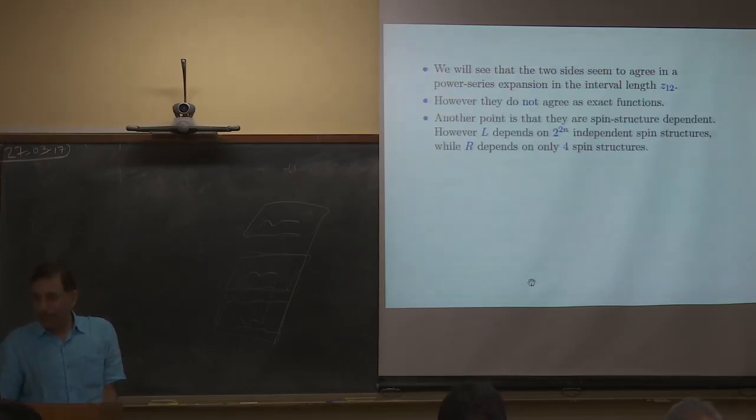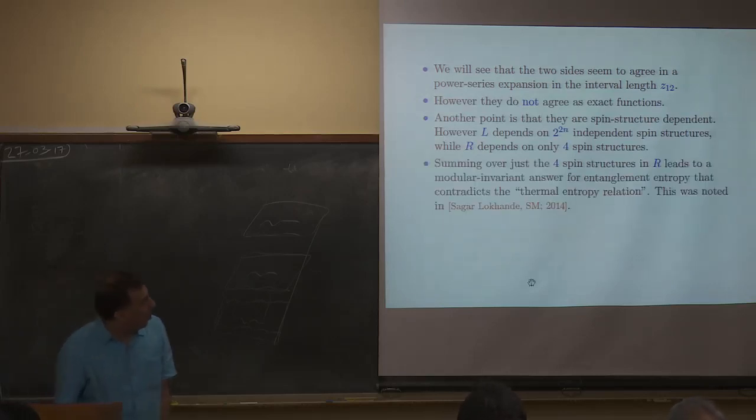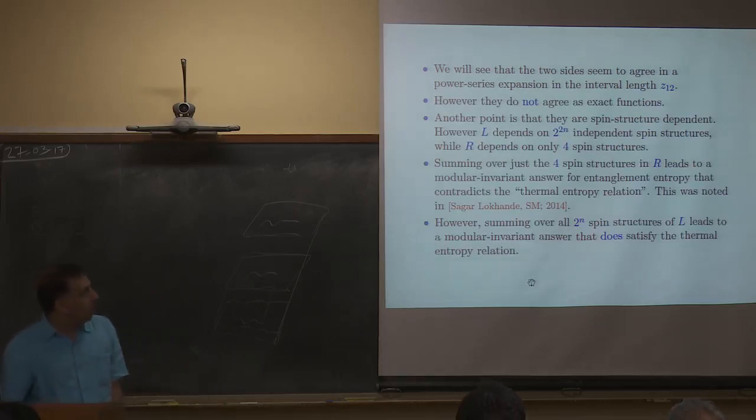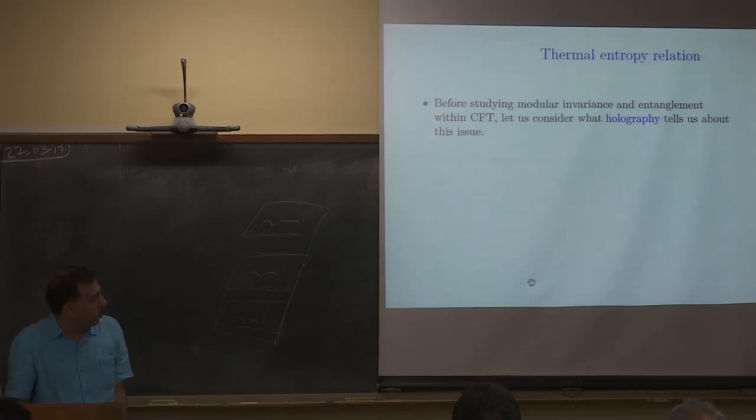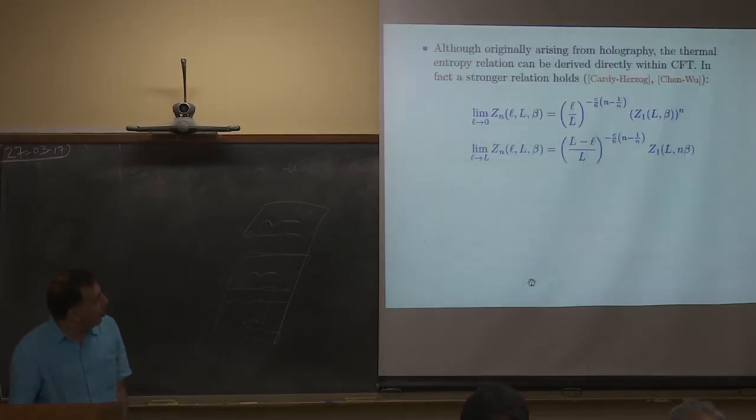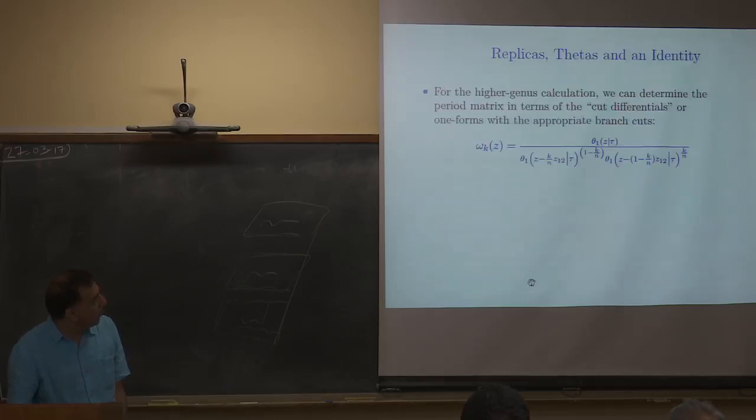Okay, so this point of spin structure dependence we've just discussed, so this I've already told you. But the interesting thing is that from the higher genus perspective, you can actually find that it does satisfy the thermal entropy relation if you sum over all spin structures. That's a very nice fact, which I am not going to discuss here, but it should be in the paper. Okay. So maybe I'll skip the thermal entropy relation, which is not something that I'm going to use crucially, and if I use it, I'll let you know. Instead, let me get down to the calculation of both sides, which I haven't discussed.